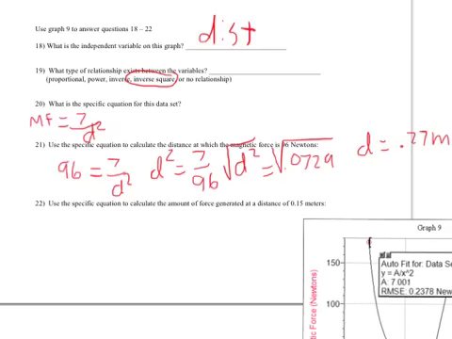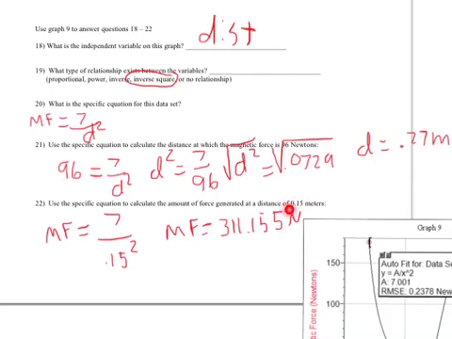Now we'll finish off with the easy one. So now I want to find the amount of force at a given distance. So the magnetic force is going to equal 7 over 0.15. Don't forget that it is d squared, so you've got to remember to square that there. What that means, therefore, is that magnetic force equals 311.155 newtons, but since I only have two significant figures here, I'm going to round my answer to two significant figures, and I'm going to write that 310 newtons.